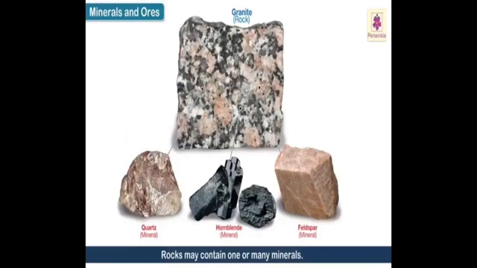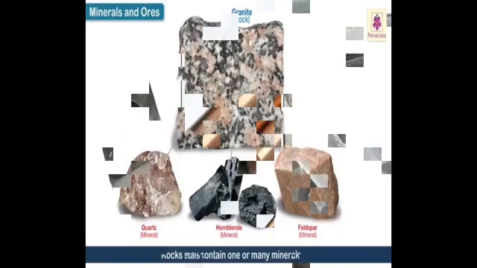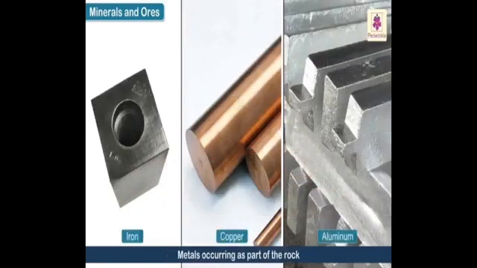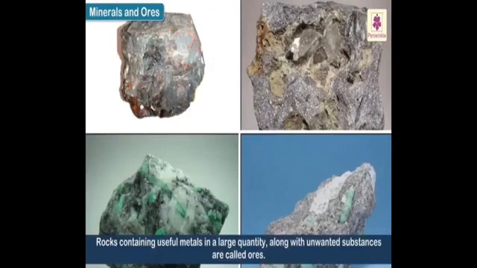Rocks may contain one or many minerals. Metals such as iron, copper, and aluminum occur as part of the rock. Rocks that contain useful metals in a large quantity along with unwanted substances are called ores.